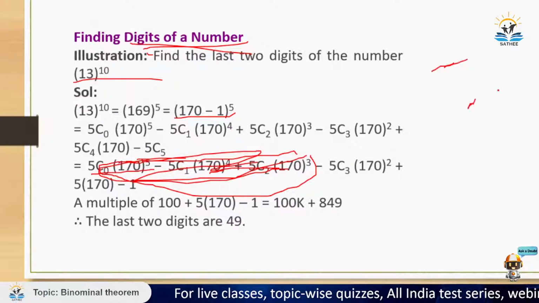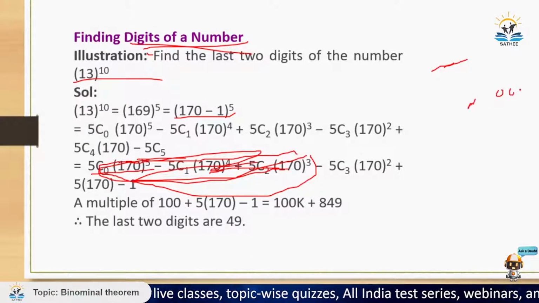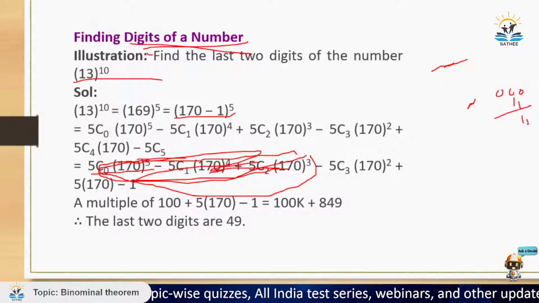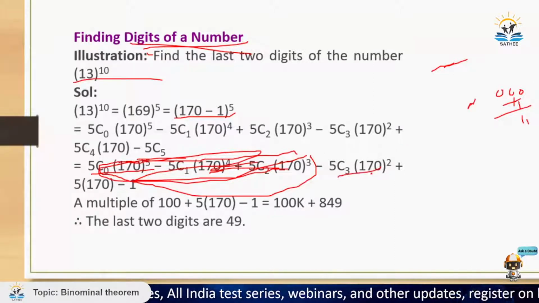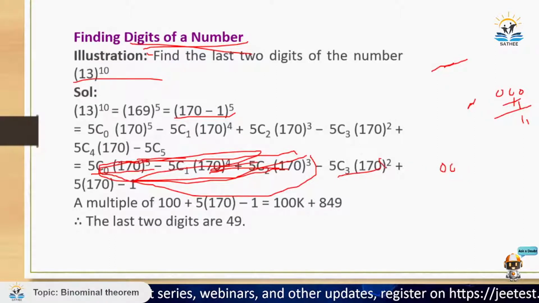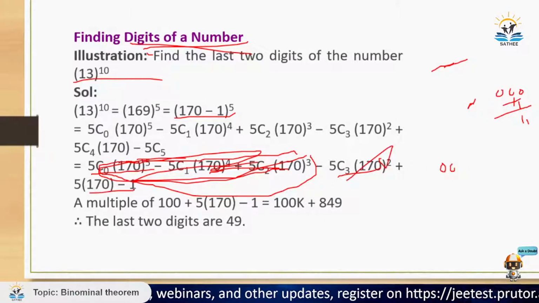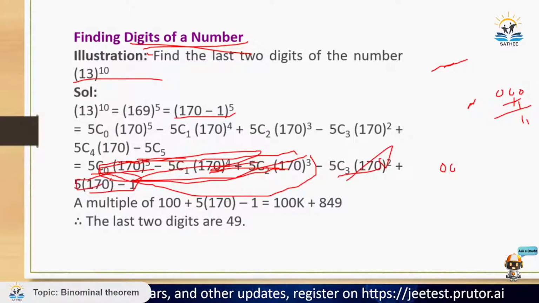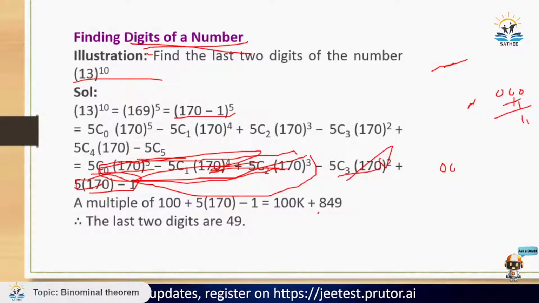And when you know that you are getting last 3 zeros, adding anything to this would give that thing only. So basically you can ignore these 3 terms, and now you are moving on to this part. Here you are getting 170 square, so from here also you will get 2 zeros only, so you can ignore this part also. You only need to check for this part. From here you will get what? 5 into 170 minus 1, that is equal to 849.